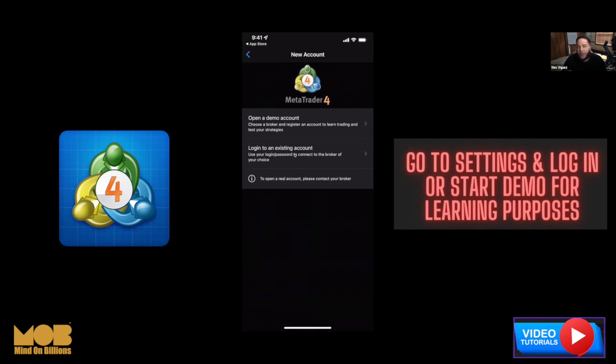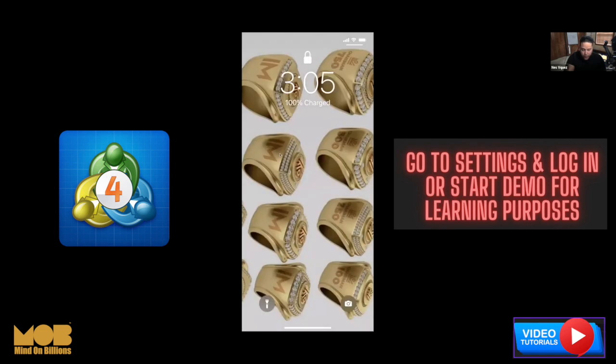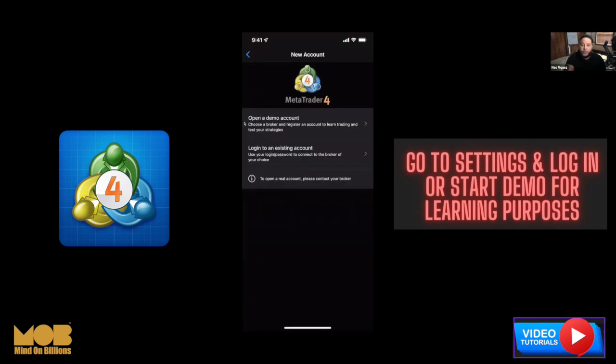Or if another person recommends another broker, then you want to first register with that broker. Then you download MetaTrader and you can log into your broker's MetaTrader 4 account right after clicking on log into an existing account. If you're brand new, you can open just a regular demo account right on MetaTrader. So go with either of those options.